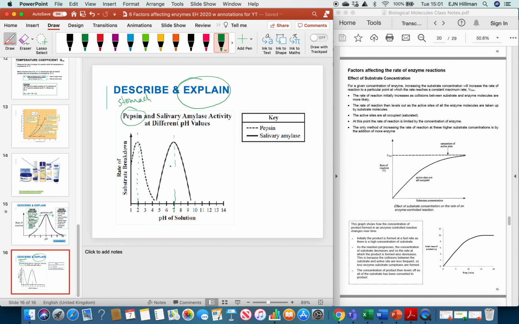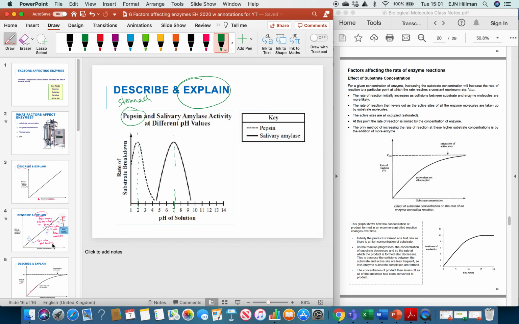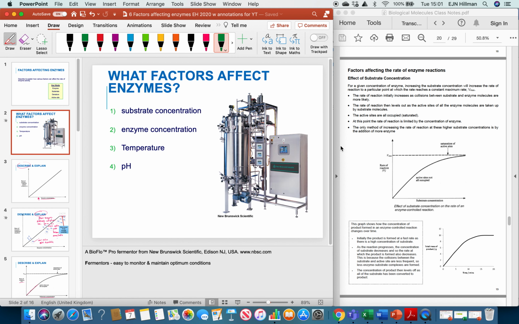Okay, that's everything I'm going to do on those 4 factors. So we've spoken about the substrate concentration, the enzyme concentration, the temperature, and the pH. In the next video, we'll look at the effect of inhibitors on the rate of an enzyme-controlled reaction.